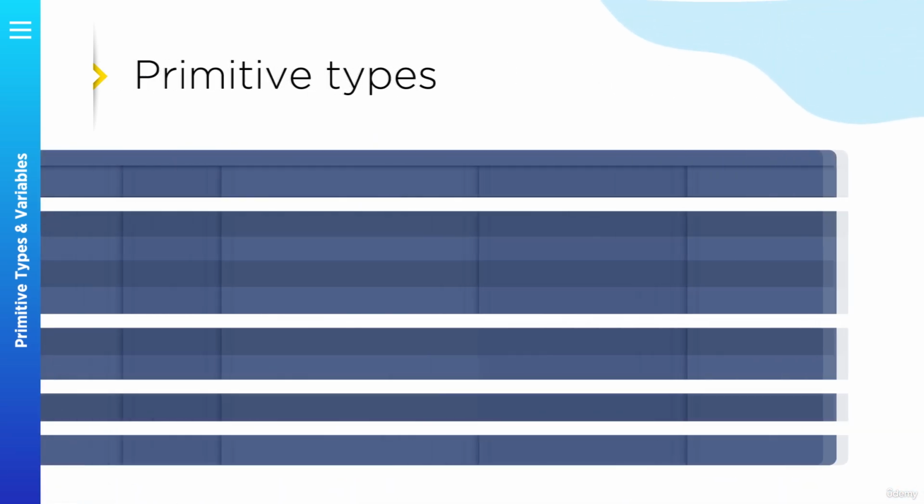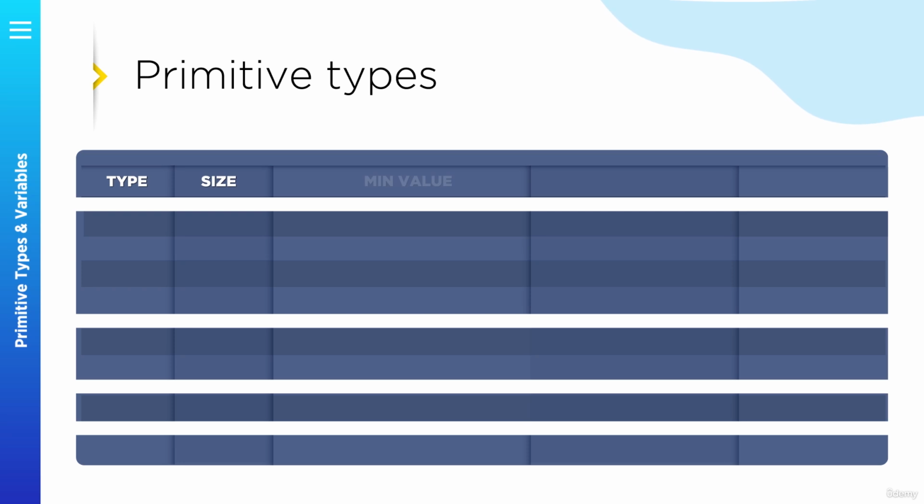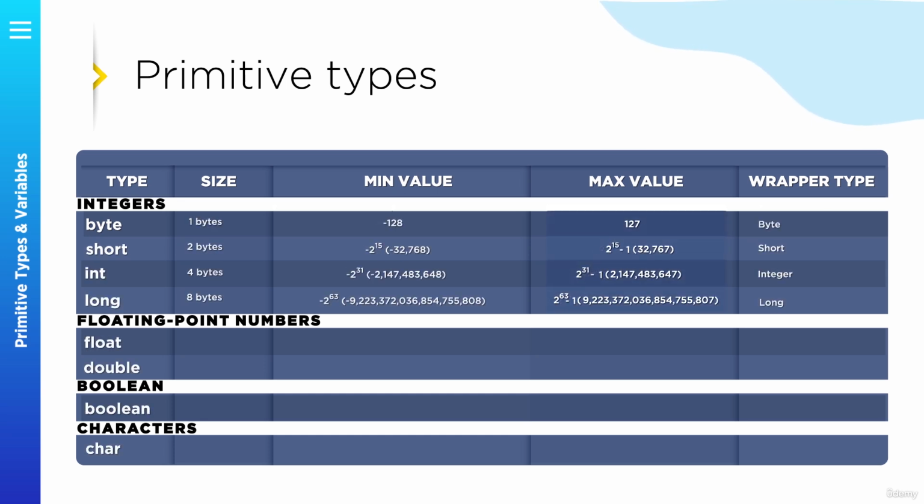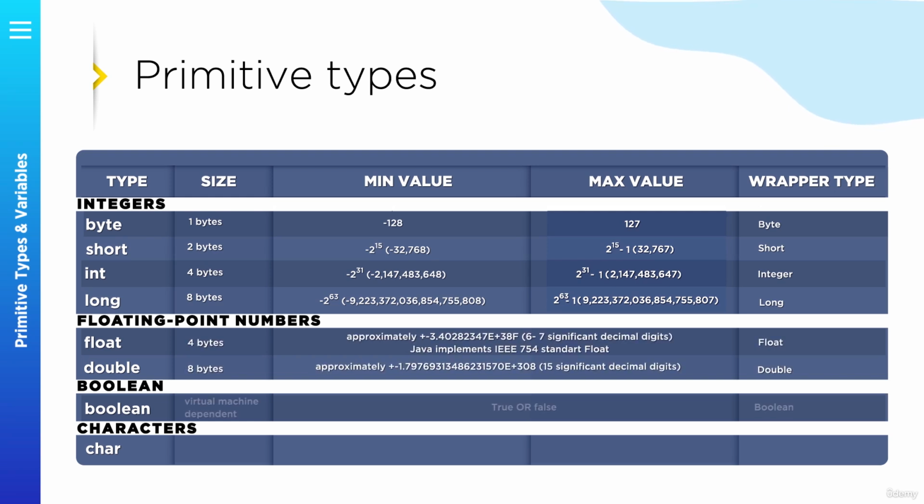Here is the table which will help you to learn and understand all primitive types. You can find the next columns here: type name, size, minimum value, maximum value, and wrapper type. A primitive wrapper class is a wrapper that encapsulates or wraps primitive data types so that these can be used to create objects. Why do we need this? Objects might have their own behavior and methods. We will use objects in Java collections, for example.